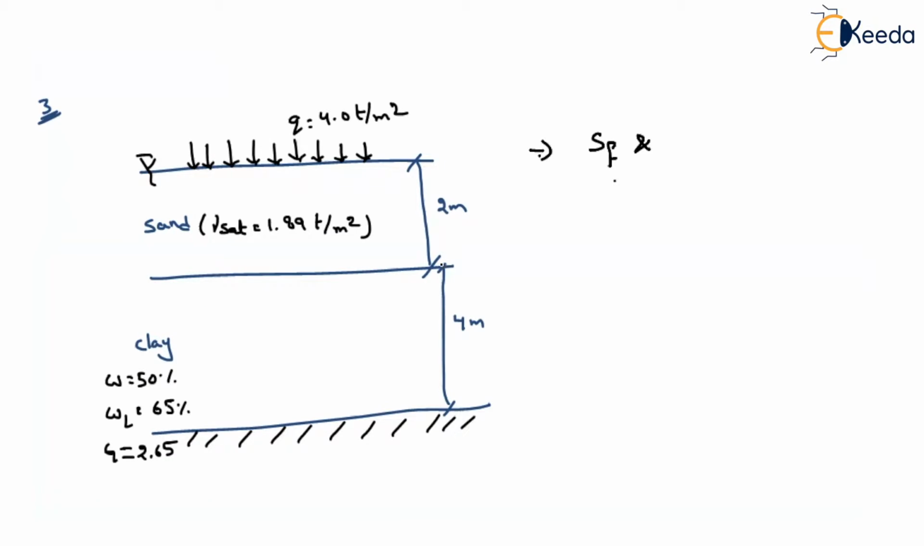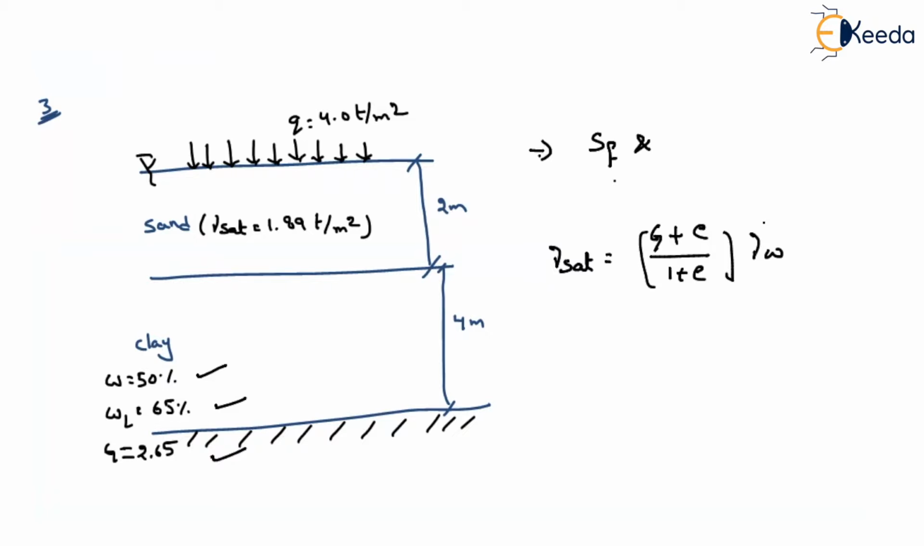So as we already know, by seeing this clay layer, what is the data we know? We know the water content, the liquid limit, and also the specific gravity. So first we should know what is the saturated density of the clay. If you recall the formula, as everything is submerged, our degree of saturation is 1. So gamma saturated is (G plus e) by (1 plus e) into gamma W, right?